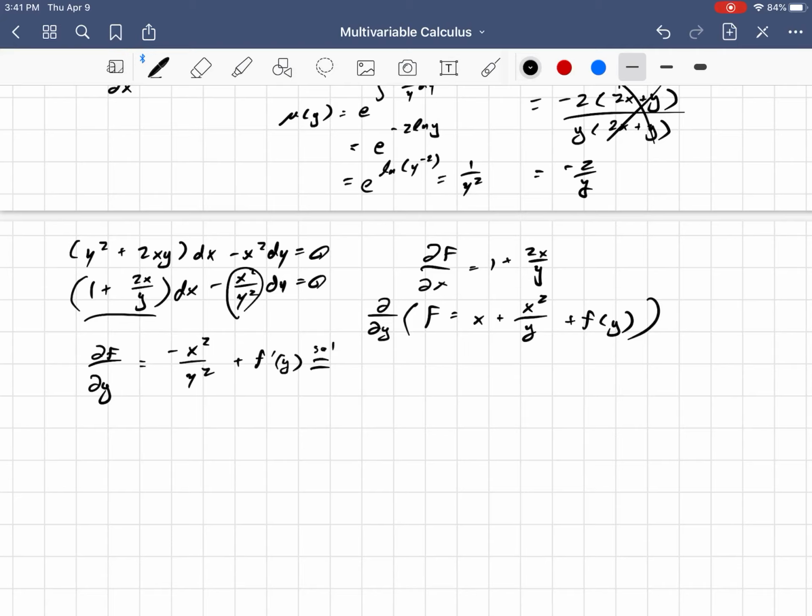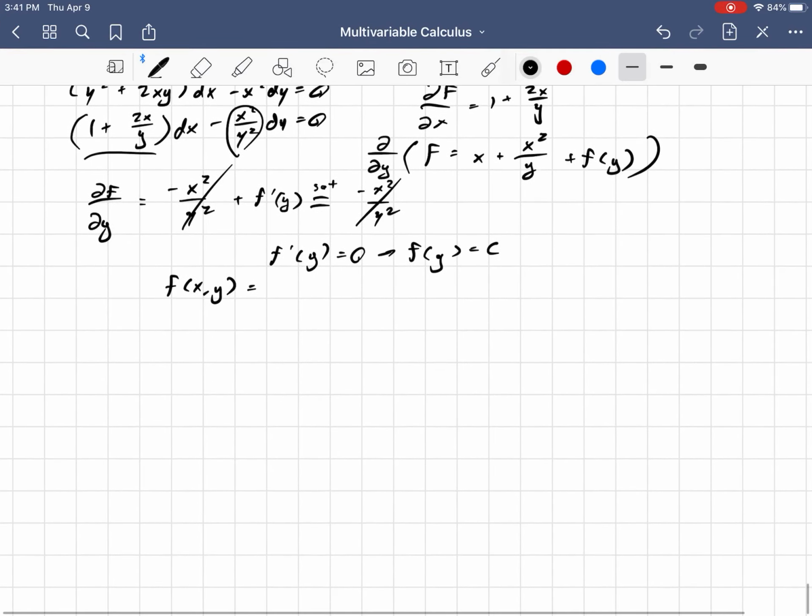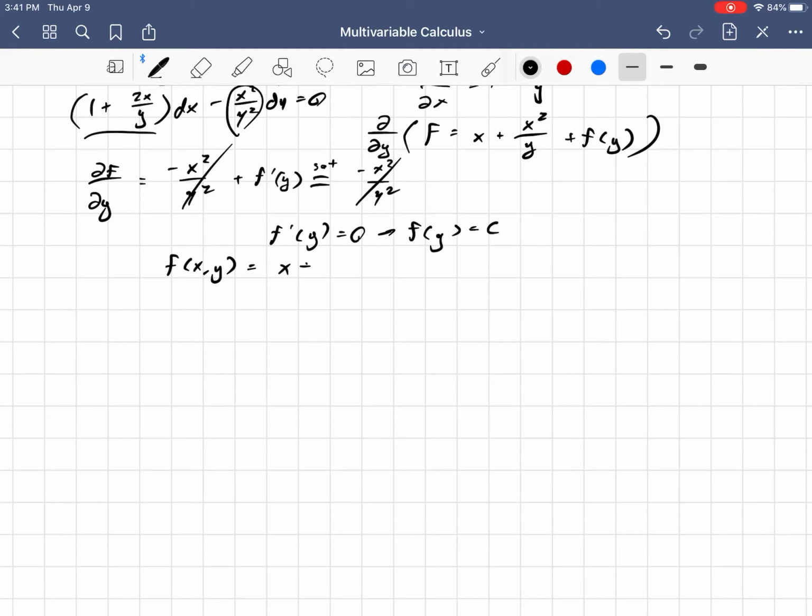So we compare here, we have this being partial f with respect to y. So this whole thing, we're going to set equal to negative x squared over y squared. Get rid of that. F prime of y is equal to 0, so f of y is equal to c. So our general solution, our function f of xy, will be equal to x plus x squared over y equals c.